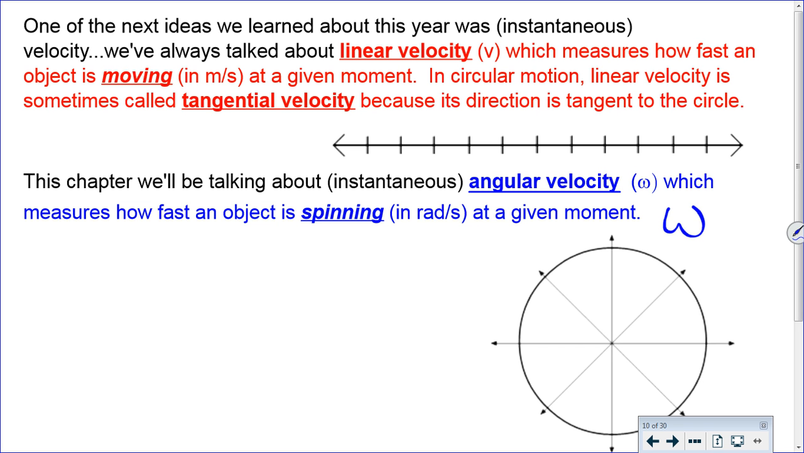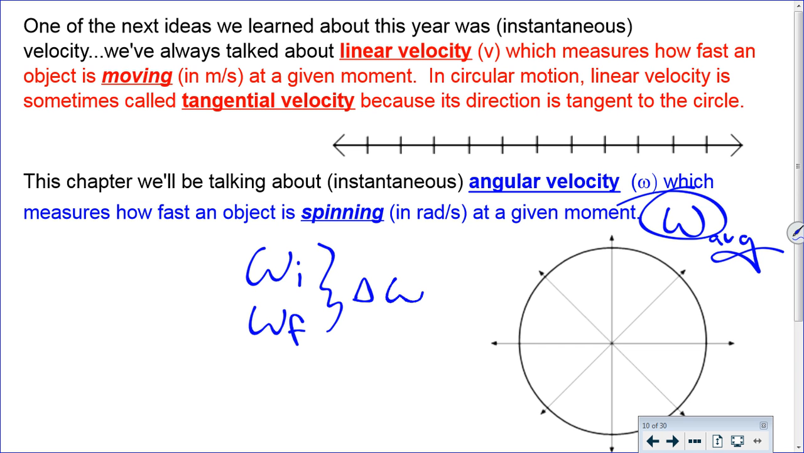Last video, we really focused on average angular velocity, where usually our objects were turning at a constant rate, and so the angular velocity was the same as the average. This time we're going to talk about what happens if this angular velocity is changing. We'll have a starting angular velocity and ending angular velocity, as in initial and final angular velocities. And because there is a change in angular velocity, we're going to have to deal with the idea of acceleration.